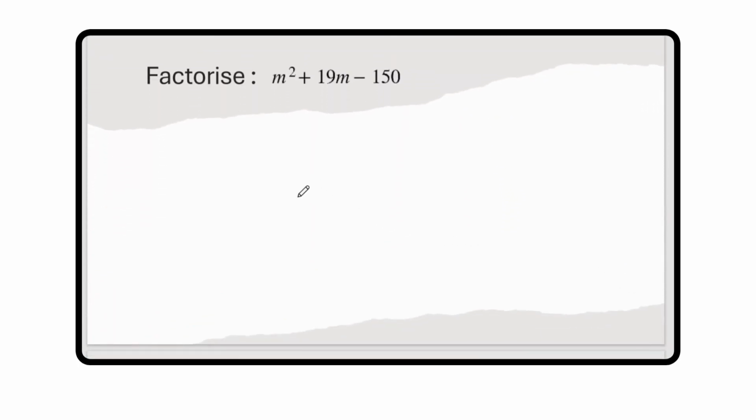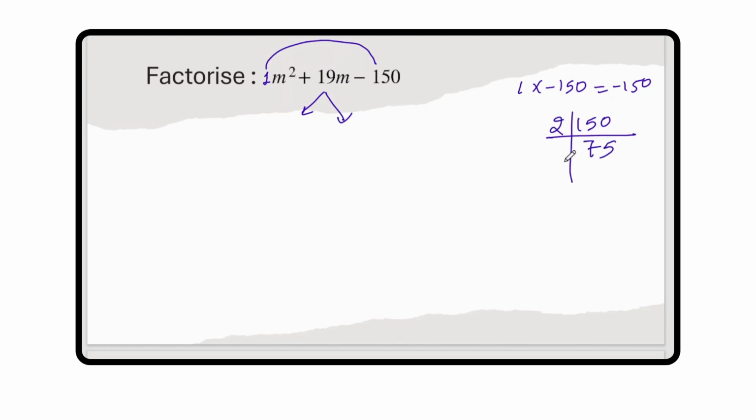m square plus 19m minus 150. So the coefficient of m square is 1. Multiply it with 150, that is 1 into minus 150. You get minus 150. Now you have to convert 150 in such a way that you get 19m in the middle. So let us prime factorize. You will go 2 times, it is 75. Then 3 times, it is 25. So you can see 2 3s are 6, 25. So there is a relation between that. 25m minus 6m will give us 19m.